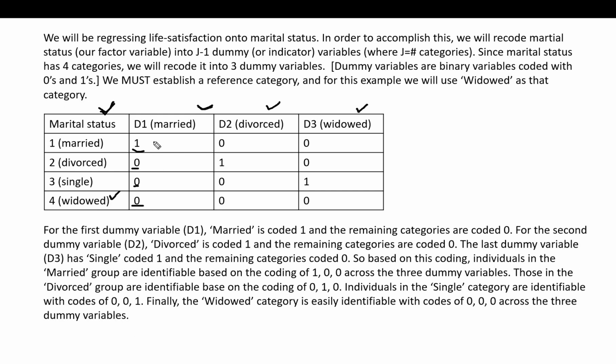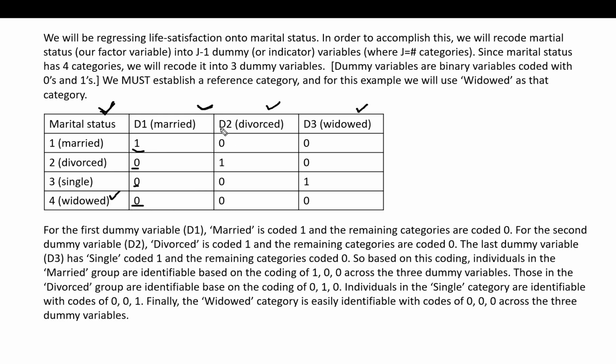Okay, so by virtue of this, essentially we are establishing that variable 1 is reflecting the married category. And so the regression coefficient, when we run our analysis, is going to be a comparison of individuals who are married and those who are widowed.